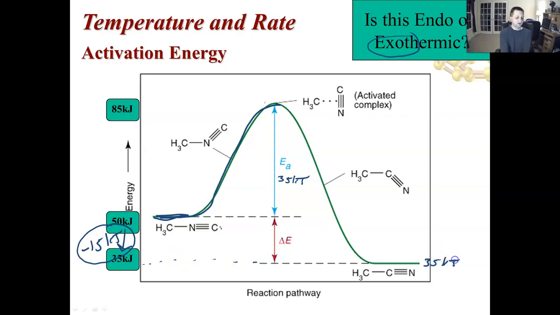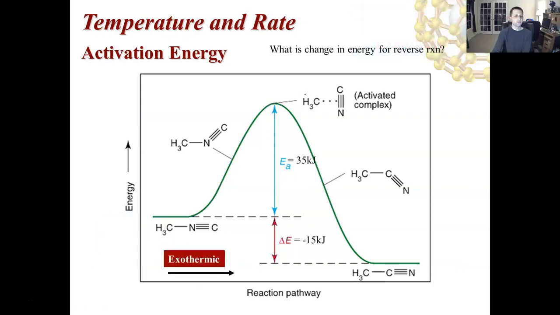Just reading the graph is very easy. Energy of your reactant is 50 kilojoules. The energy of your transition state is 85. It's really about it. I could ask you a couple more questions, though, about the reverse reaction as well. And that's what I'm going to have here on this slide. It says, what's the change in energy for the reverse reaction?